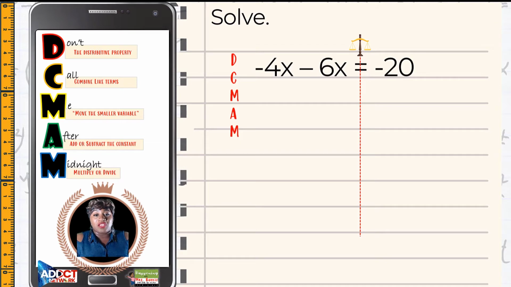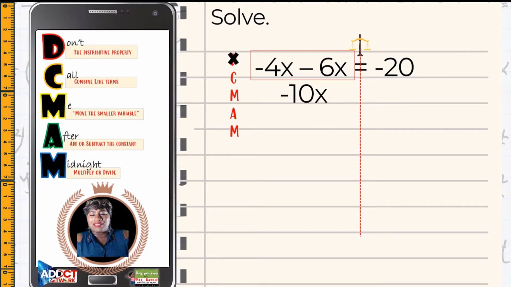If we look on the left side of the equal sign or the right side of the equal sign, we don't see any parentheses. Seeing parentheses denotes the distributive property. So no parentheses, we won't have to distribute. Now the letter C represents combine like terms. On the left side of the equal sign, we notice there are like terms, negative 4x and negative 6x. To combine like terms, we'll go ahead and combine those. Negative 4x minus 6x equals negative 10x.